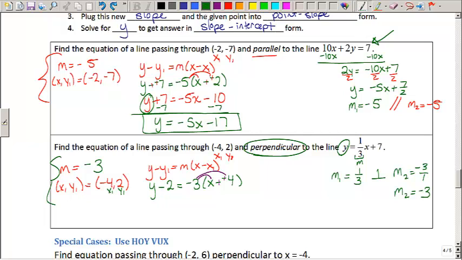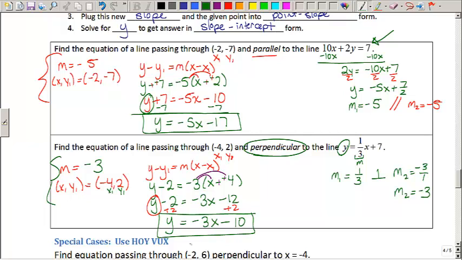Distributing, I get y minus 2 equals negative 3x. Negative 3 times a positive 4 is negative 12. To solve for y, I'd like to add 2 to both sides. And my final answer is y equals negative 3x minus 10, which is the equation of a line which passes through the point (-4, 2), but it's also perpendicular to the line given, y equals 1/3 x plus 7. This is my final answer.